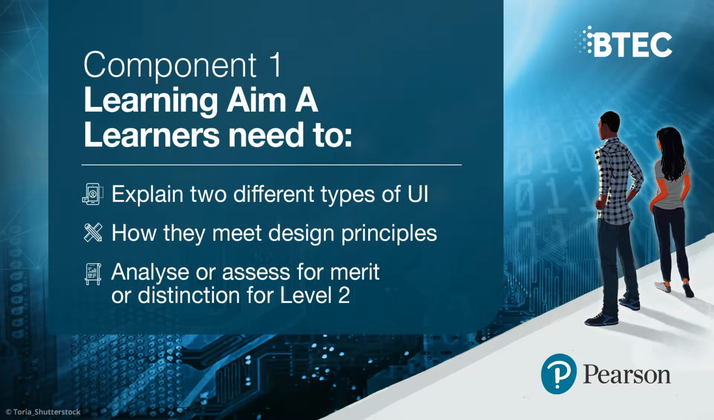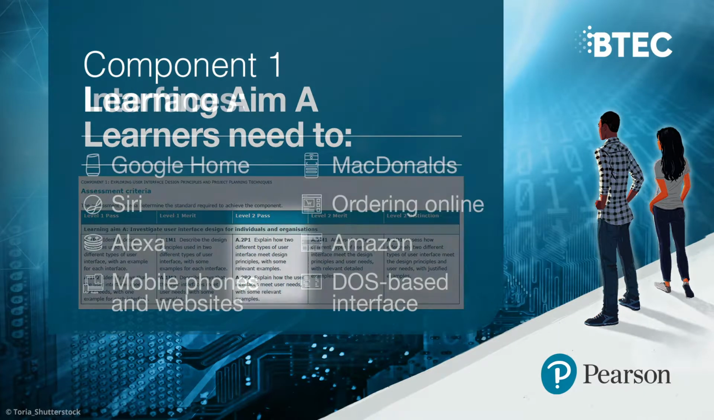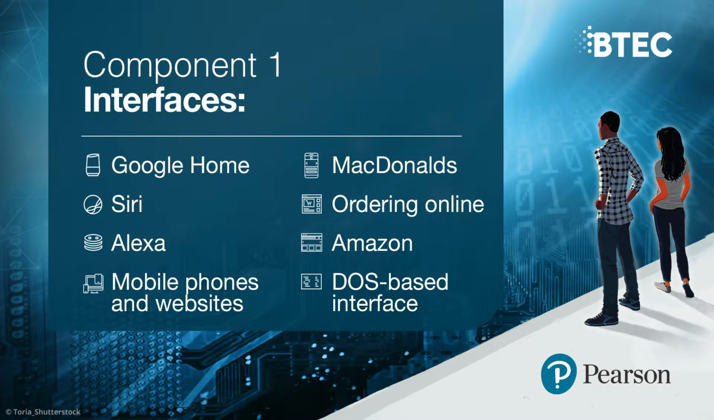Looking at the overall component, if we start with Learning Aim A, when it comes to investigating user interface designs for individuals and organizations, there are plenty of ways you can do this now. This is because learners have to explain two different types of user interface and how they meet design principles for A2 P1, or analyze or assess when looking at merit or distinction for level 2. You can approach this by giving them lots of interfaces to play with.